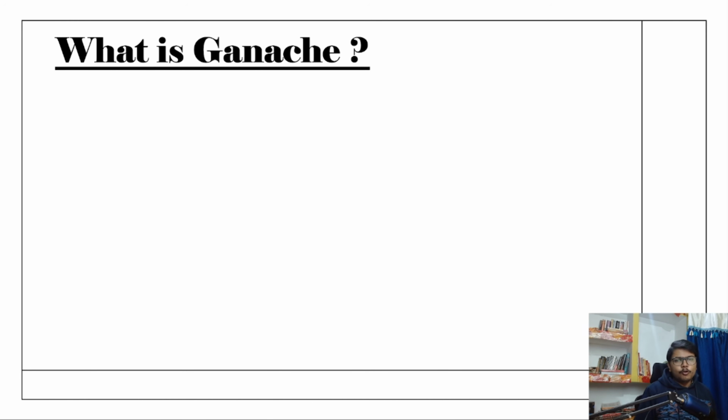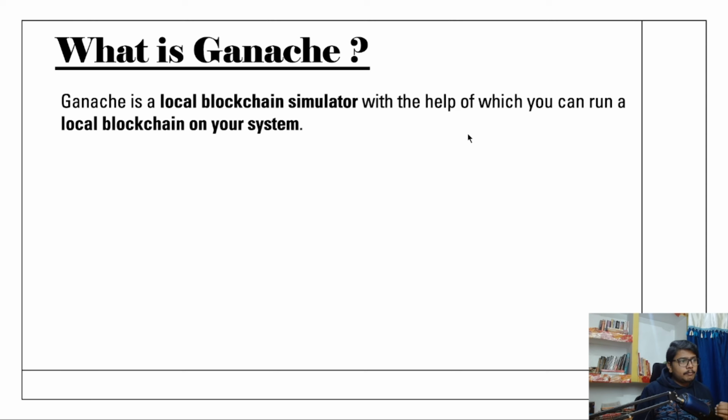Ganache is actually a local blockchain simulator. It means it is a blockchain that you are running on your system. Whenever we create any smart contract, our final goal is to deploy this smart contract on a blockchain, right? And Ganache is the best software for it because it provides you a blockchain simulator where you can quickly deploy your smart contract and test your smart contract.